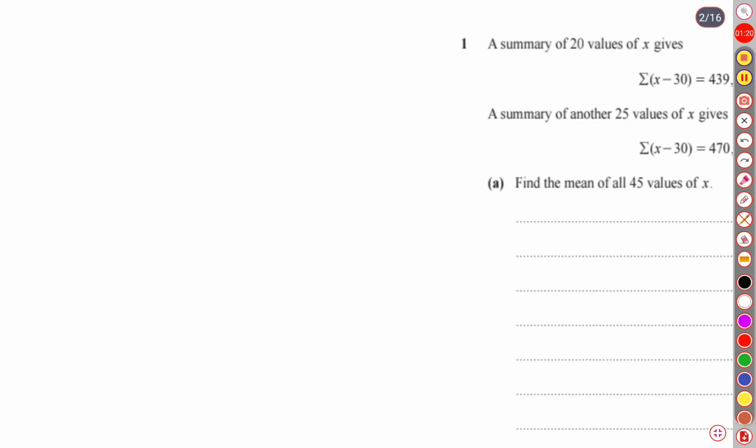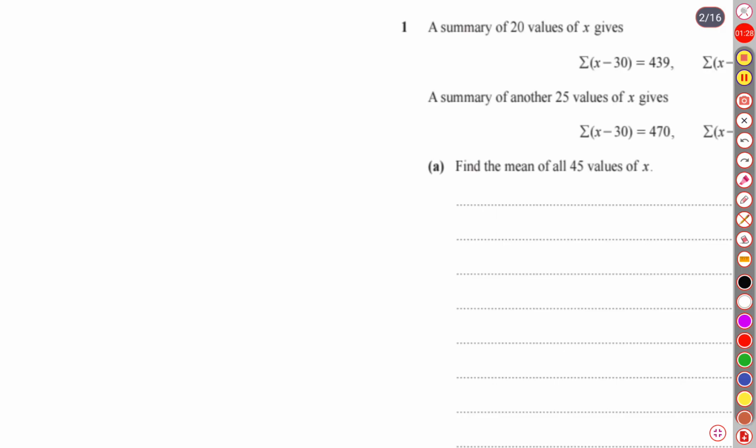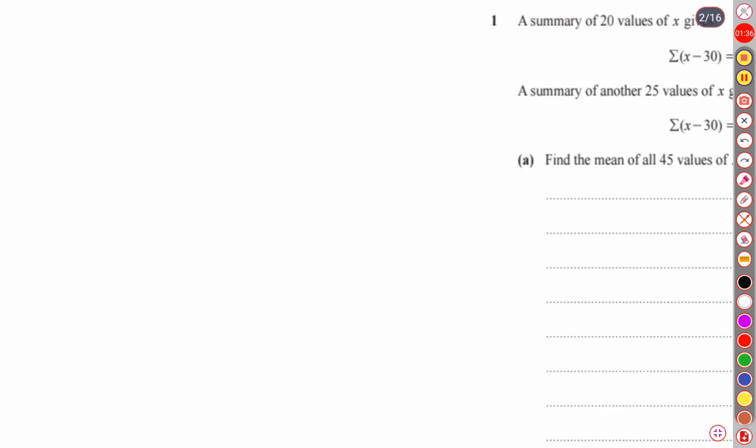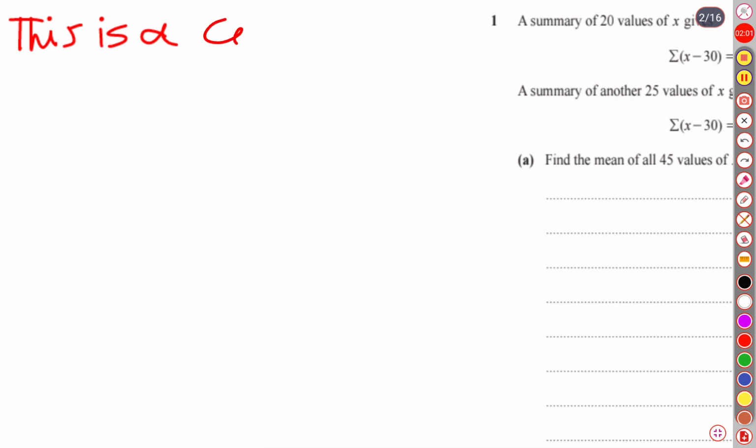Let me start from the left side of the page. On top of the page, we can write that this is a coded data. For coded data, we will find the mean. How can we find the mean? First of all, we'll have to simplify what they have given.